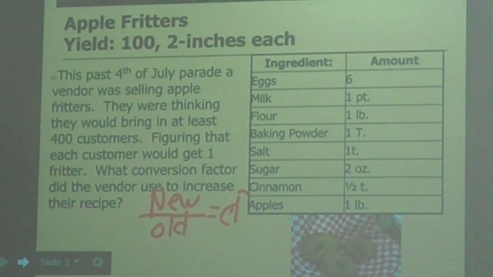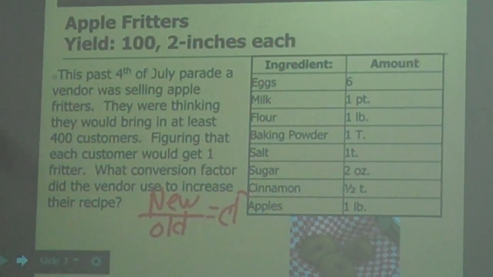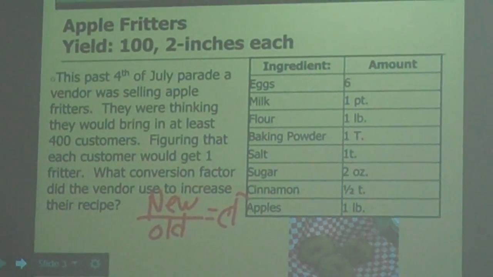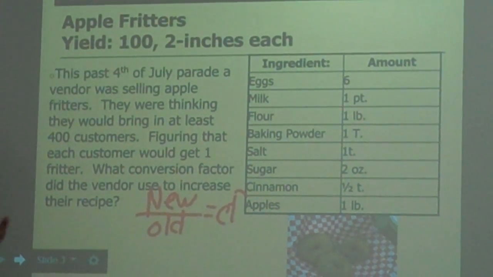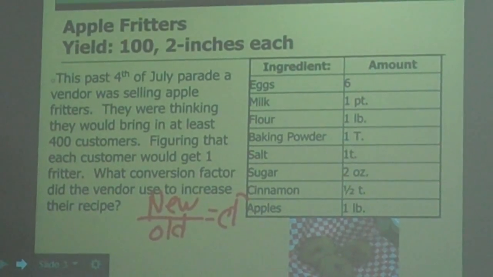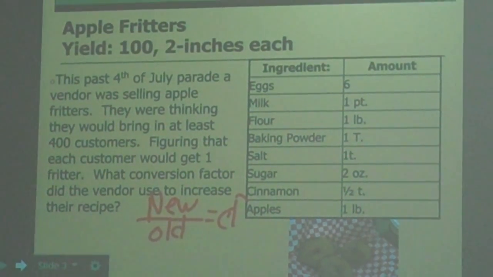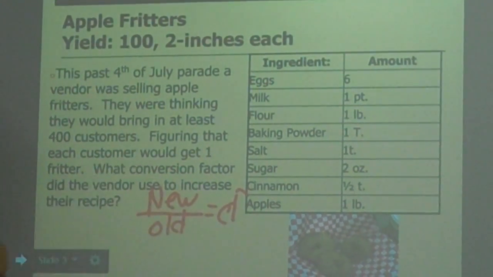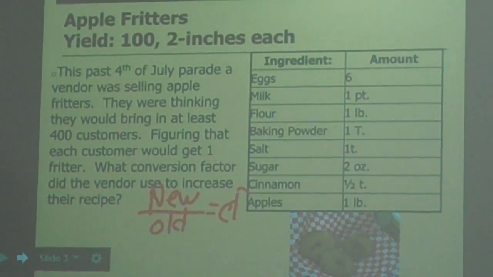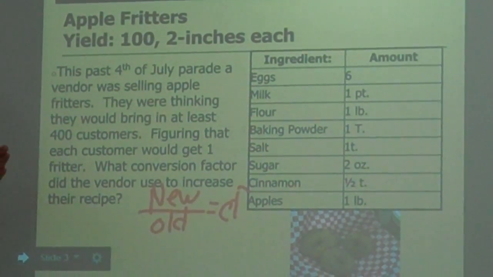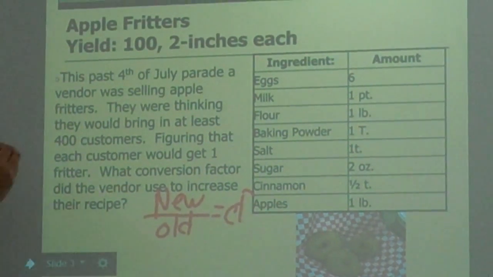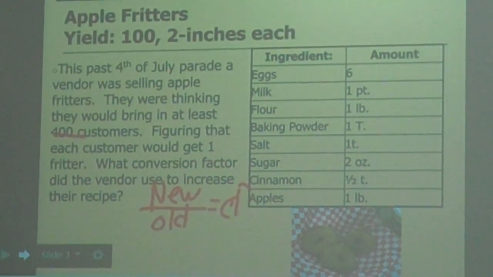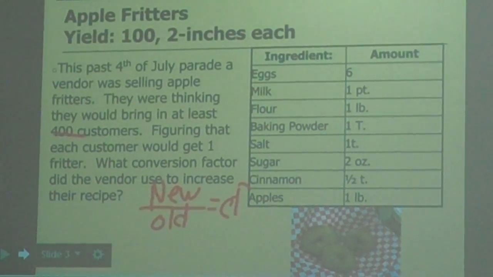Okay, so here's our little problem. You're making apple fritters. This past 4th of July parade, a vendor was selling these apple fritters. Apple fritters are like donuts, essentially. They were thinking they would bring in at least 400 customers. Figuring that each customer would get one fritter, what conversion factor did the vendor use to increase the recipe? So here's their original recipe. They want to now make 400 apple fritters, figuring that each customer is going to get one.